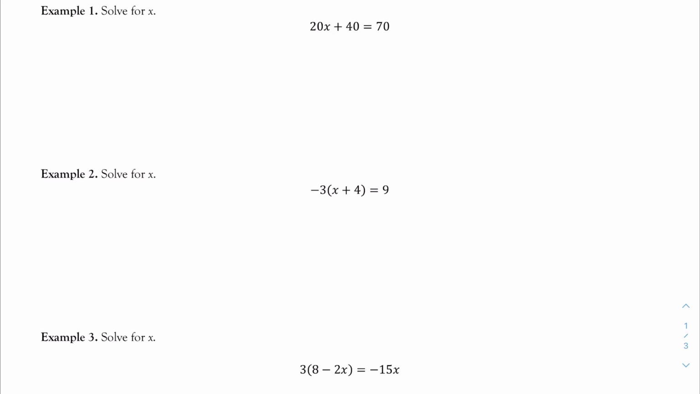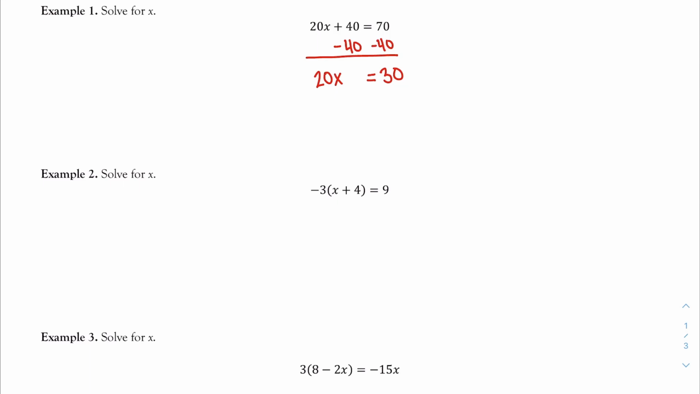So I'm going to subtract 40 from the left and from the right. If I do that, I get 20x, because I didn't do anything with that. 40 minus 40, that gives me 0. And then this is equal to 70 minus 40. I've got 30. So I'm left with 20x equals 30. I have one side with x's, one side with just plain numbers.